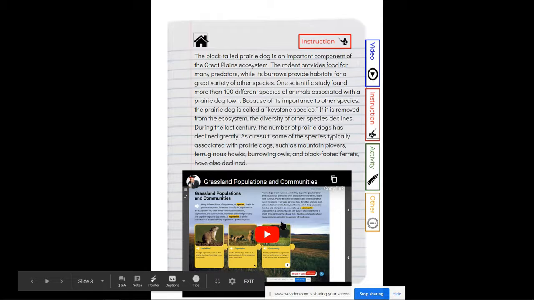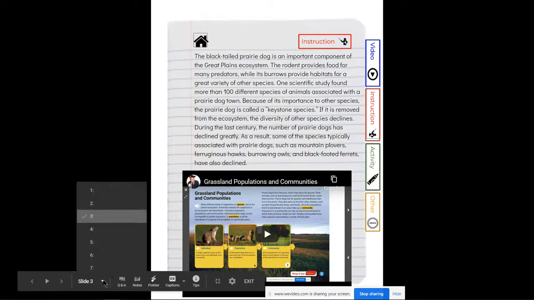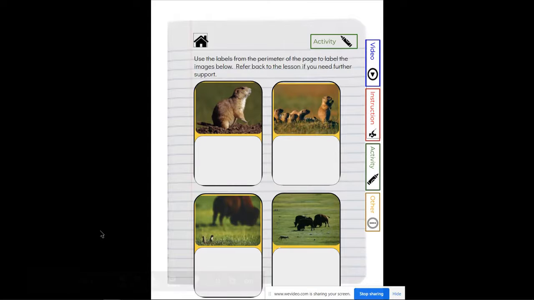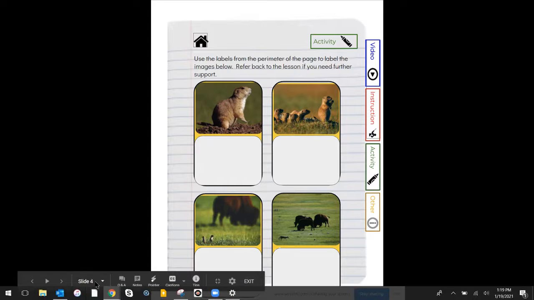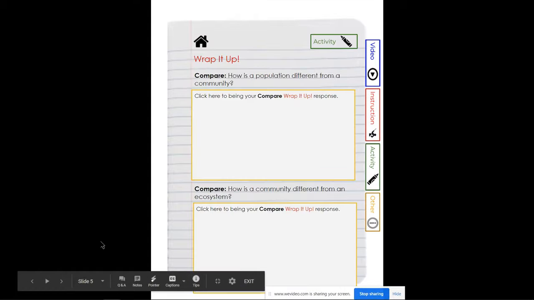And again, this video will give you everything that you need to know about the grassland populations and communities and the vocabulary that we are specifically studying this week. So in this activity, you need to use the labels from the perimeter of the page to label the images below. Refer back to the lesson if you need further support. So if we look at these images right here, which of our vocabulary terms do these images identify and help us to develop a further understanding of?